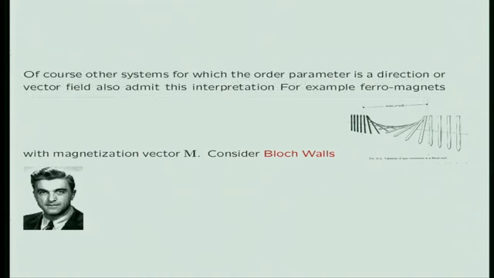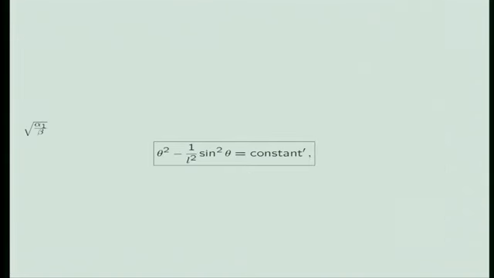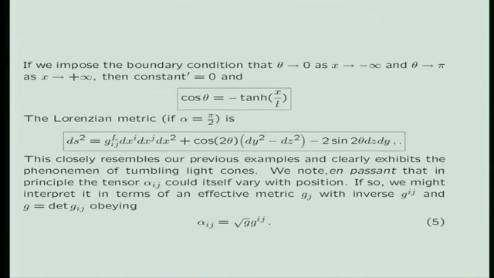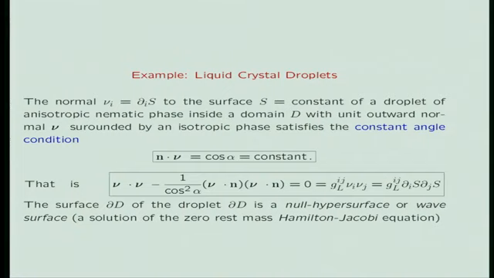I think I'm coming quite close to the end, so I think I'll have to go a bit faster through this. Just make a side remark. Of course, you could do the same thing with block walls. You have again a vector field which is related to magnetization. Okay, so how can you use this and how has it been used?